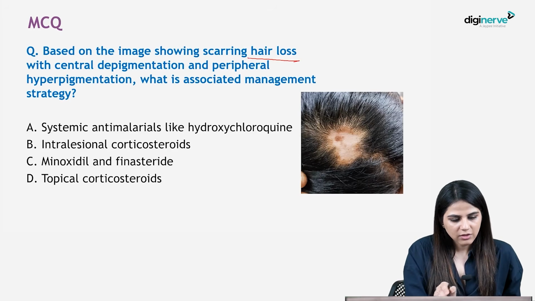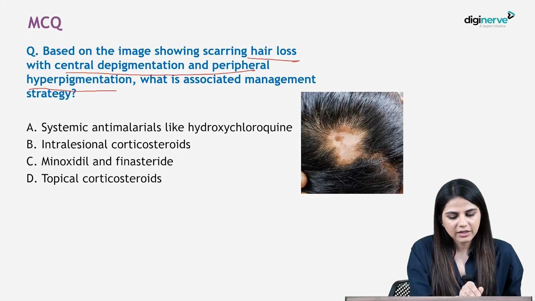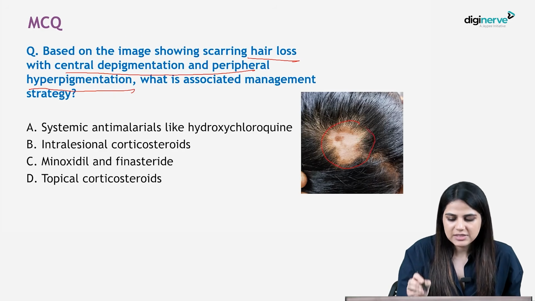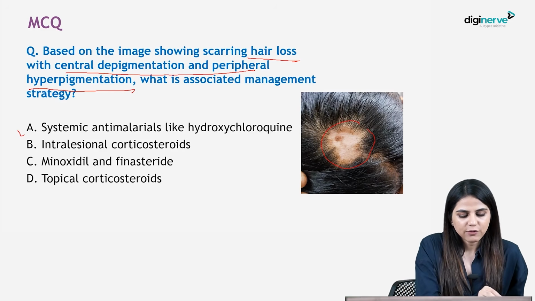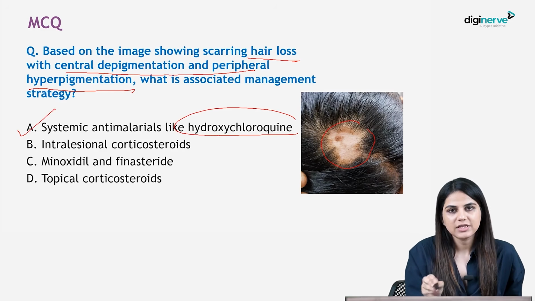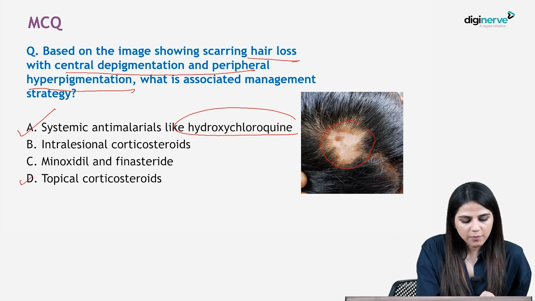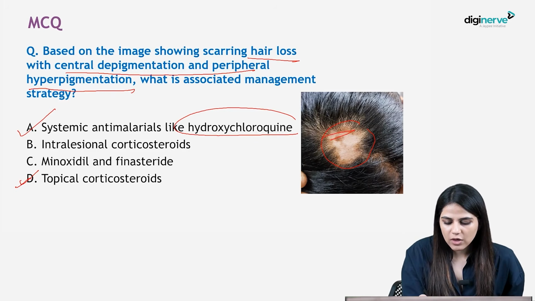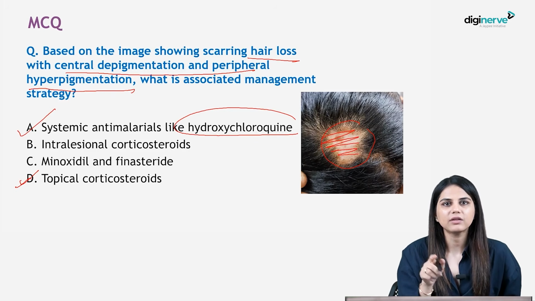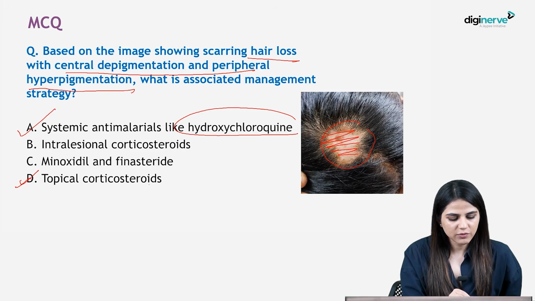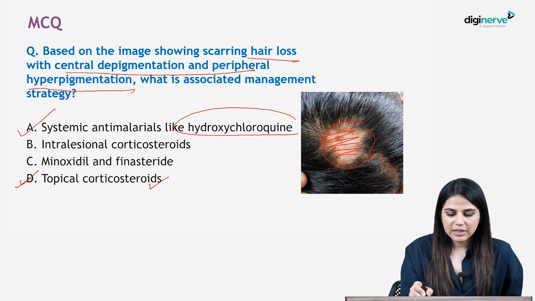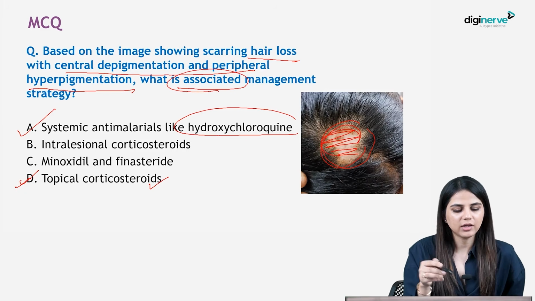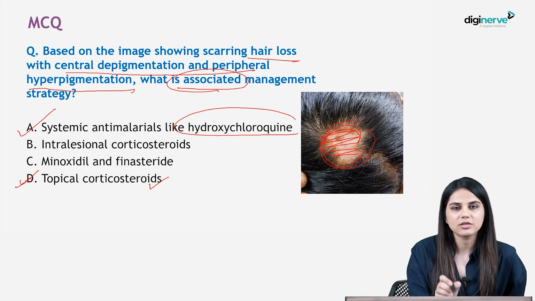Based on the image, hair loss with central pigmentation, scarring and peripheral hyperpigmentation. What is the associated management? Classical description of DLE. Therefore, the drug of choice would be hydroxychloroquine, which is an anti-malarial. Here, why is topical corticosteroid not a choice? Because the area has already scarred, okay? There is no active inflammation. If there was active inflammation, we could have preferred topical corticosteroids. But since it is already scarred and asked for an associated management strategy, the answer here is hydroxychloroquine.